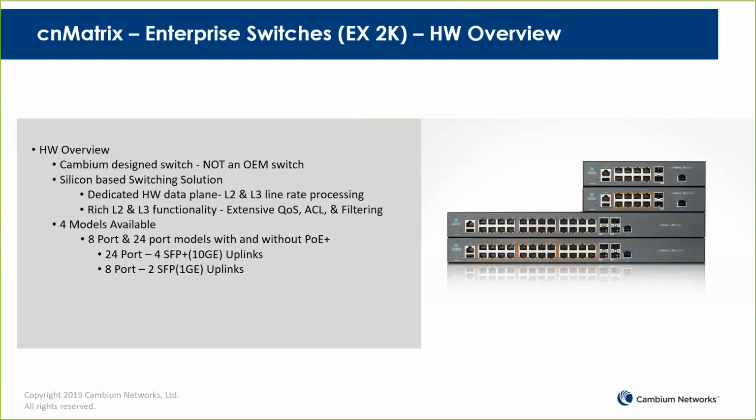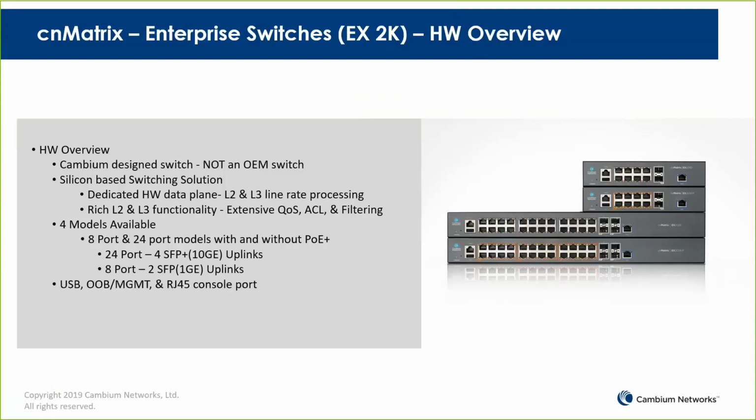Now all of these switches also have fiber uplinks. So the 8-port switch is actually a 10-port switch, 8 1-gig copper access ports with 2 1-gig fiber uplinks. The 24-port has 4 10-gig fiber uplinks for a total of 28 ports. The reason why there are 2 versions of the 8-port is one with PoE and one without PoE. On the 24-port model, again, one with PoE and one without PoE.